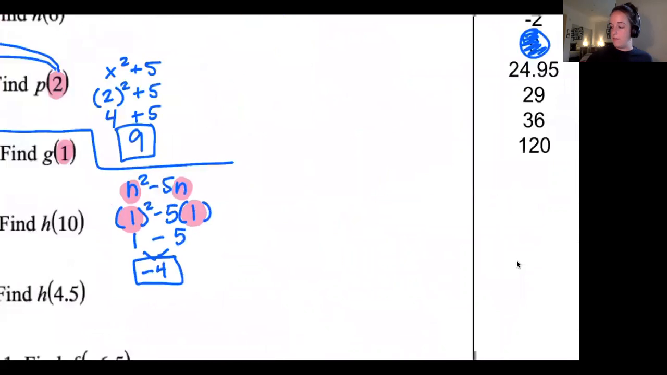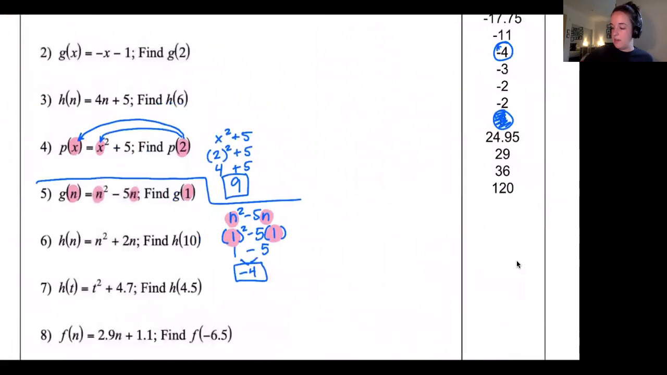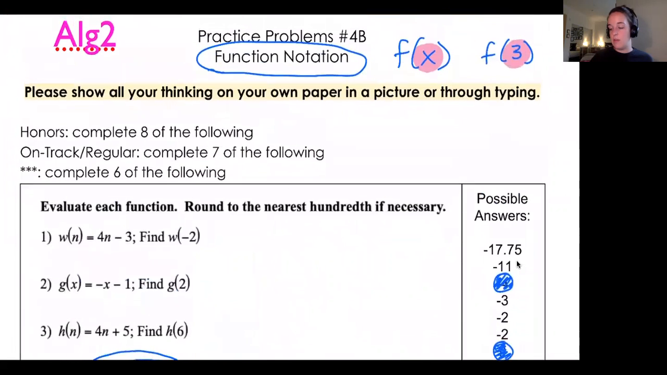I'm going to go ahead and look for negative 4. I see that's right here. You can cross it out. This is how you would work with 4B.